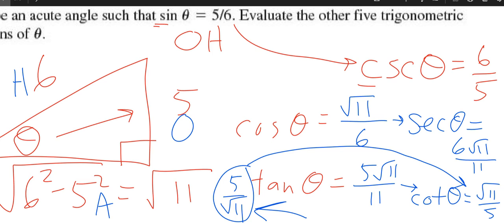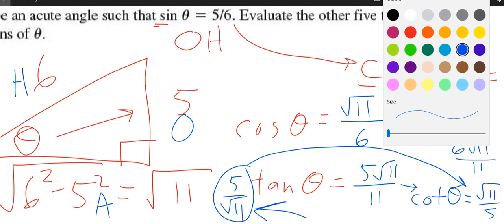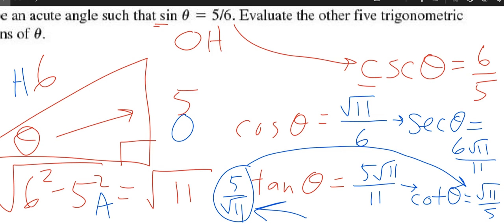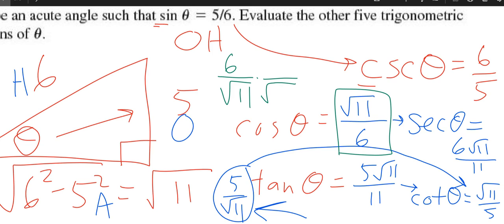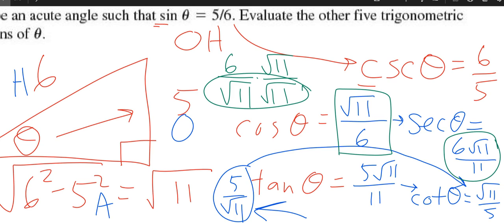Sure. Oh, that's fine. That's a good question. Let me switch to a different color. So let's take this one right here. When we flip it over, we get 6 over radical 11, right? So to rationalize it, we would multiply by radical 11 to the top and the bottom. So what happens on the bottom? I get 11, right? Okay, so that's where we ended up with this thing over here. Did that help? Okay, good question.